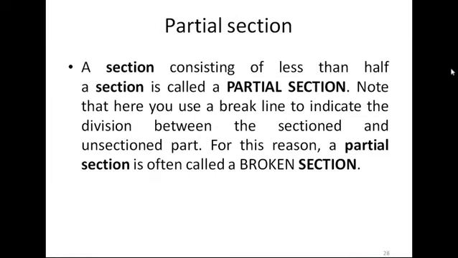Now we are going to see, till this we have seen the full section, half section, and now we are going to see the partial section. A section consisting of less than half a section is called a partial section. Note that here you use a break line to indicate the division between the section and the unsectioned part. For this reason, a partial section is often called a broken section.